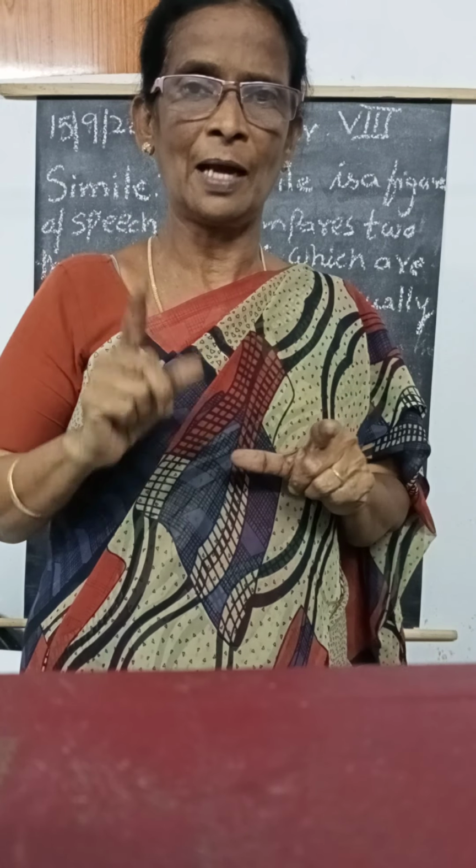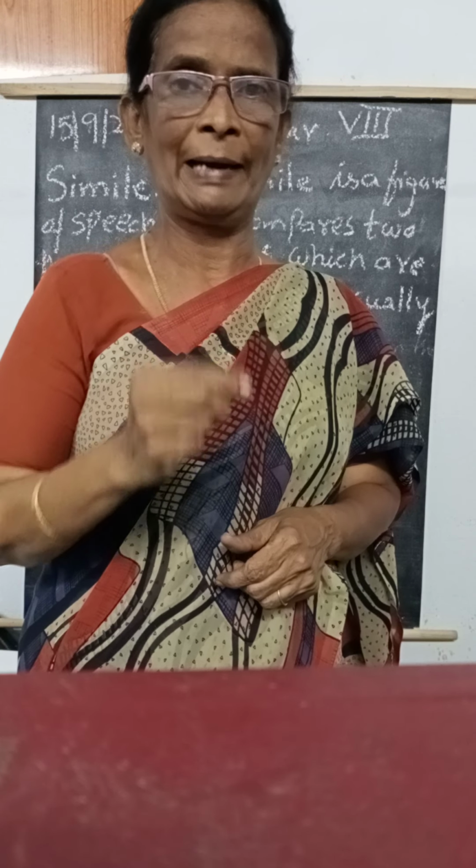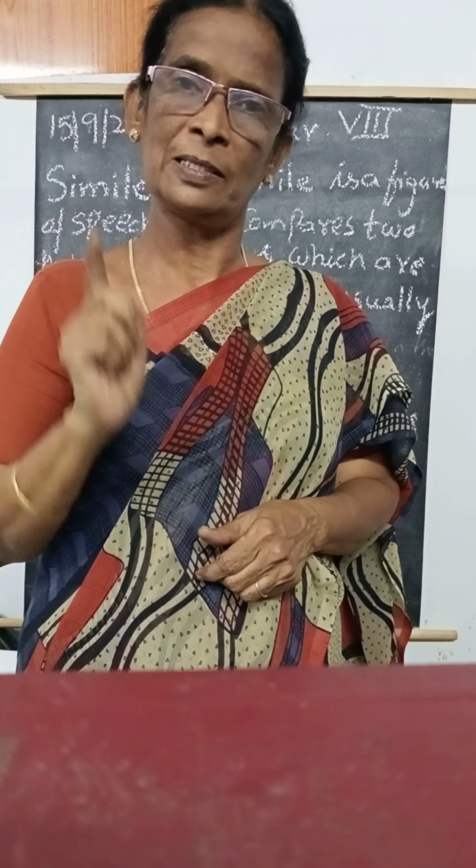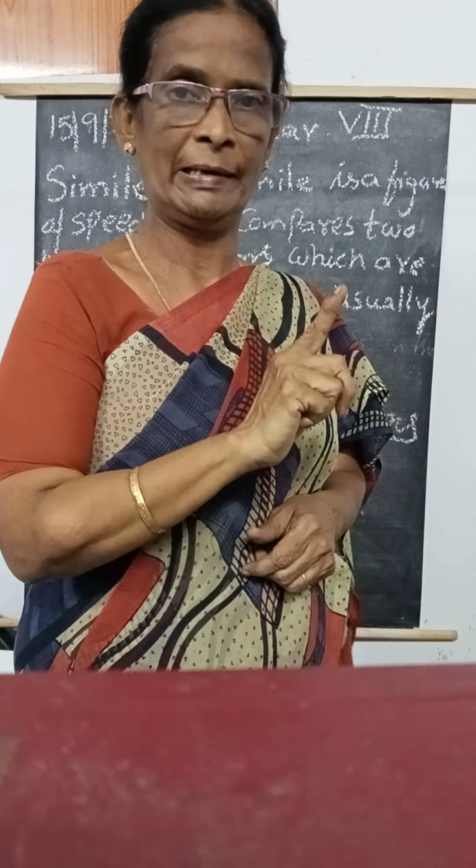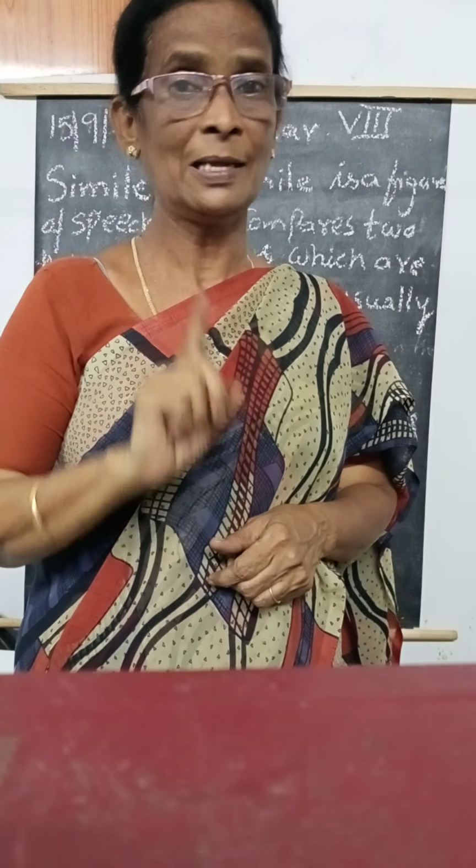Is it clear? Have you understood? Have you identified what the simile is? Once again, I want to tell, two things or two persons, but both are not the same. Most probably we'll use as and like. Where there is as and like, you can easily identify that it is the simile.